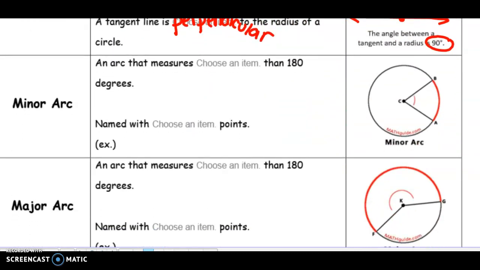A minor arc measures less than 180 degrees, and it is named with 2 points. The example that we have to the right has points A and B. So we would name this arc using our notation AB.